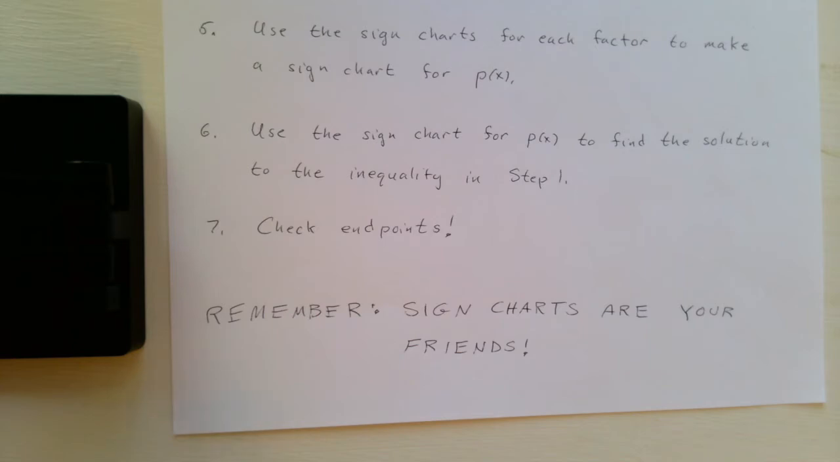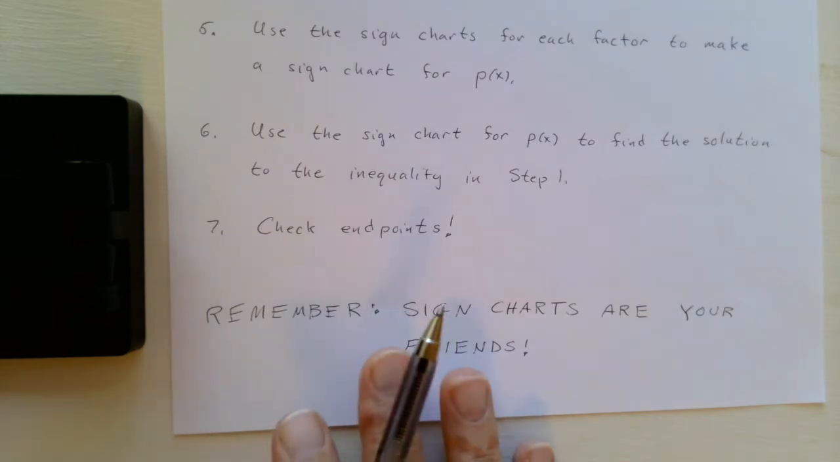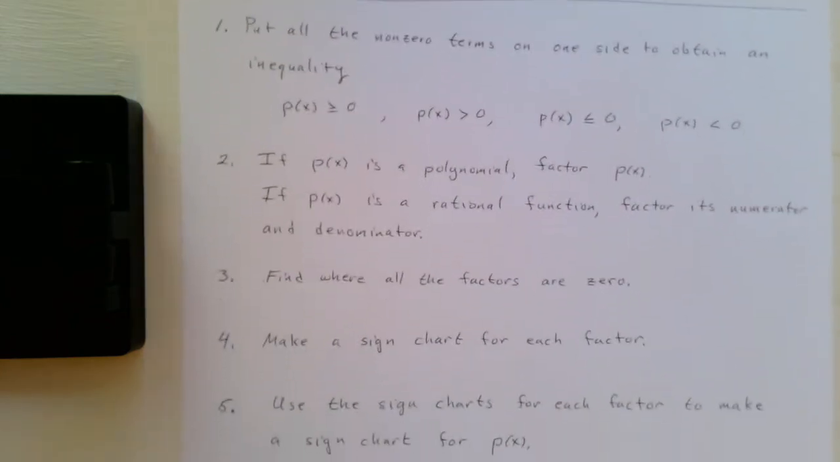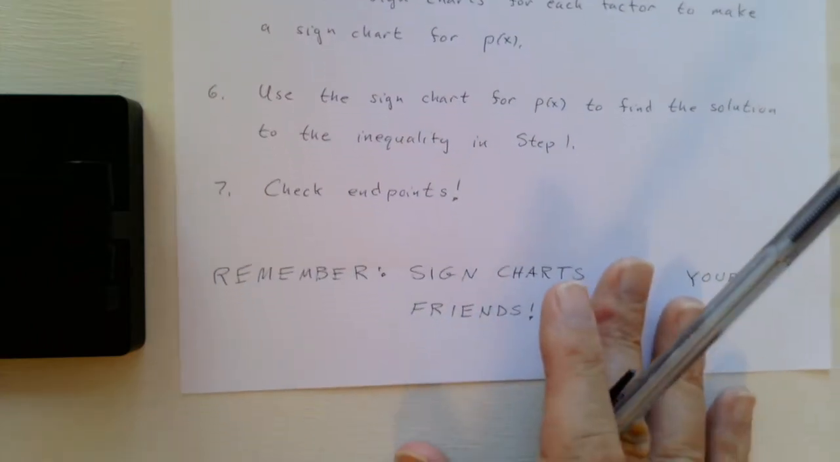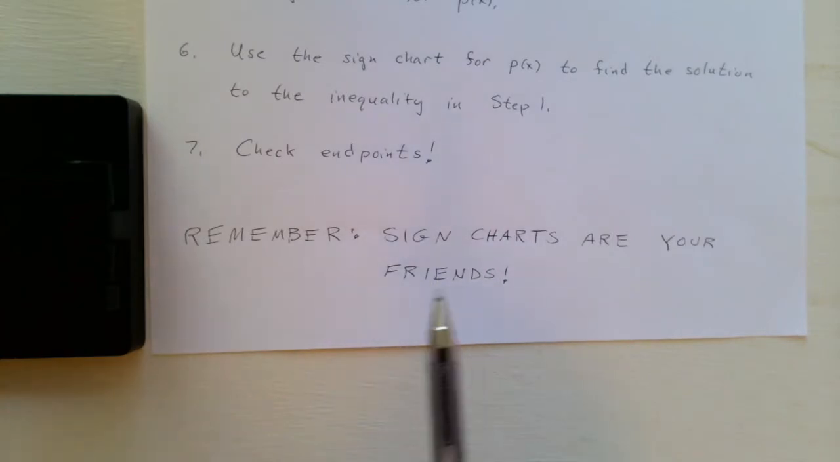Usually what will happen if you plug it into p of x, you'll either get 0 or you'll get something that's undefined. Obviously if it's undefined, it can't be a solution. If you plug it in and it's equal to 0, it may or may not be a solution. If it's one of these two, then you keep the solution. If it's one of these two, then you don't. So check endpoints, and then remember the overall theme: sign charts are going to be your friends in this particular section.